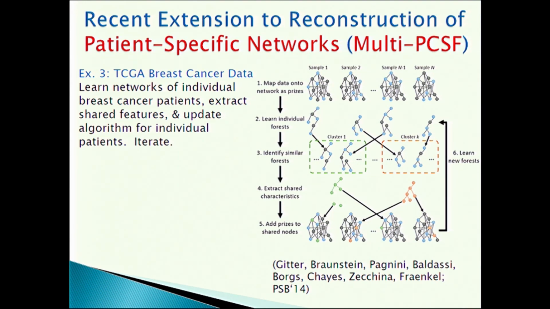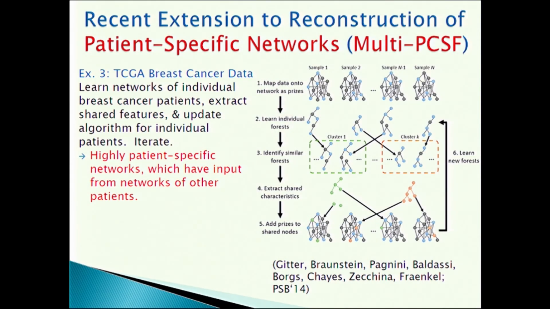But then we said, wait a second, we know that the Steiner nodes in cluster one have something to do with breast cancer. They didn't show up in cluster two, but why don't we enhance the weights of those nodes in cluster two and three and four and N, okay? Similarly, the Steiner nodes from cluster two, we enhance in cluster one, and so on. And we keep iterating and iterating. So we do machine learning on this and we come up with highly patient-specific networks which have input from other clusters. And we found one really interesting thing here.